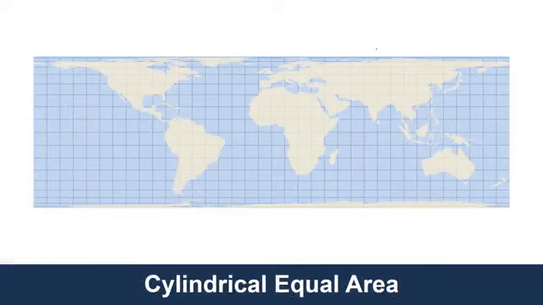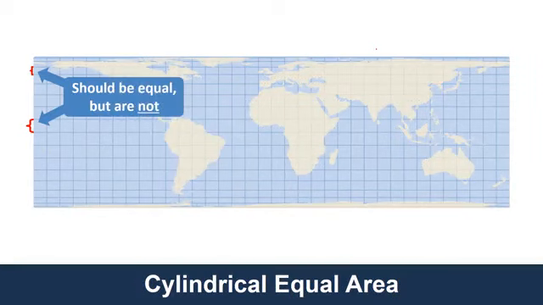An example of the result using the method I just described is a cylindrical equal area map. And you'll notice here that these should be equal, but they're not. So the distances between lines of latitude on a reference globe are equal, but on our map they're not, as they're getting closer together as we go towards the poles. You can see there.